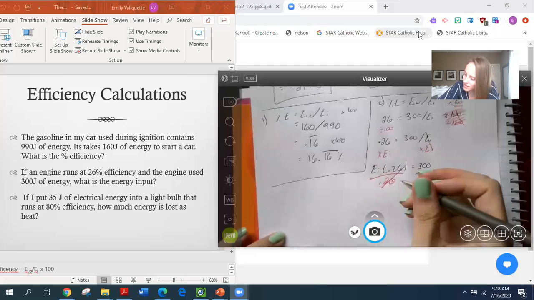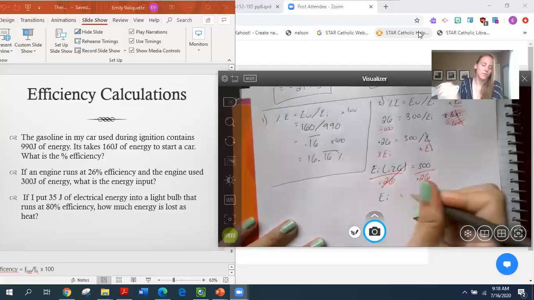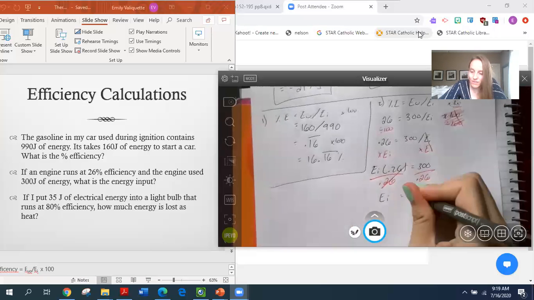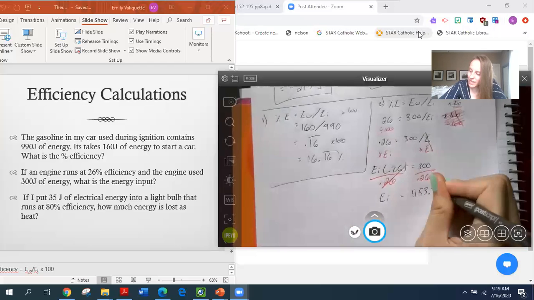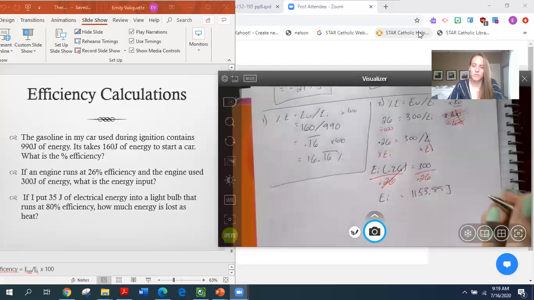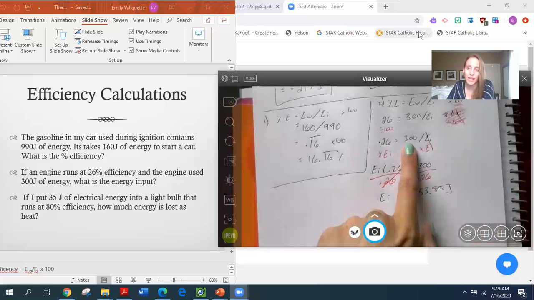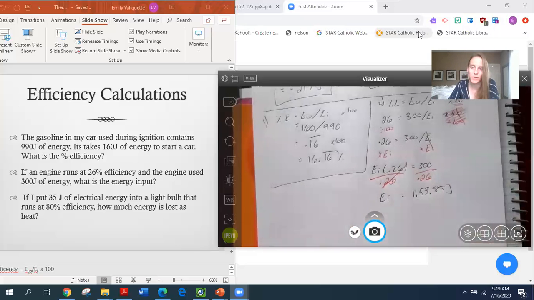That leaves us with EI equals 300 divided by 0.26, which is 1153.85 joules. So that is how much energy was input into the engine, and then only 300 joules of it was actually used, which was 26% efficient.